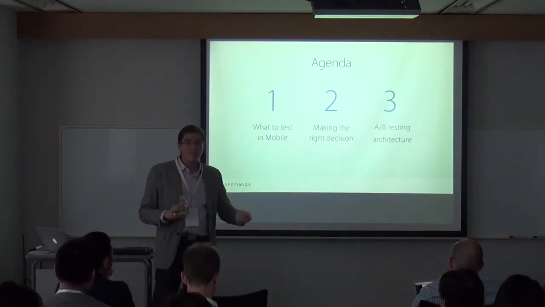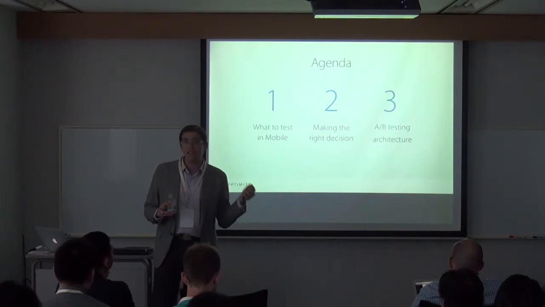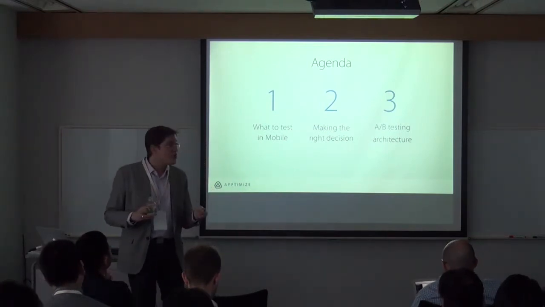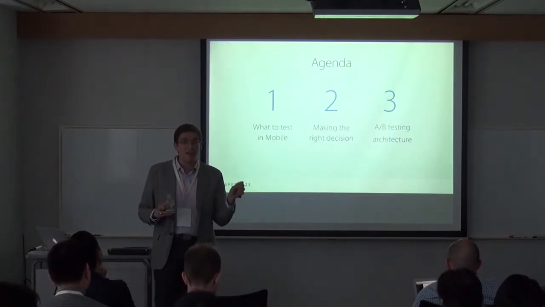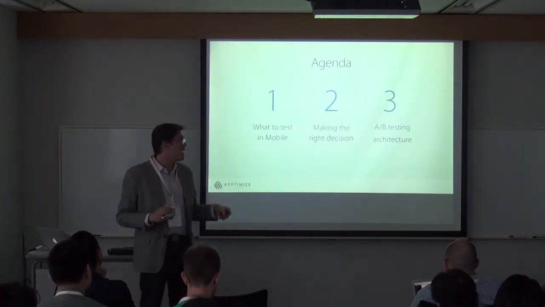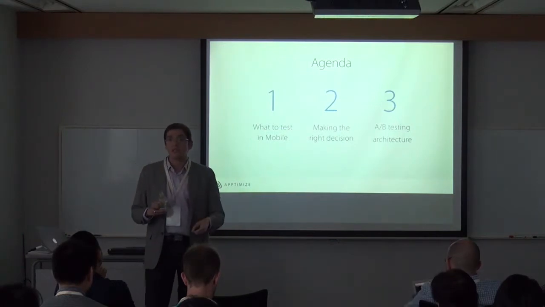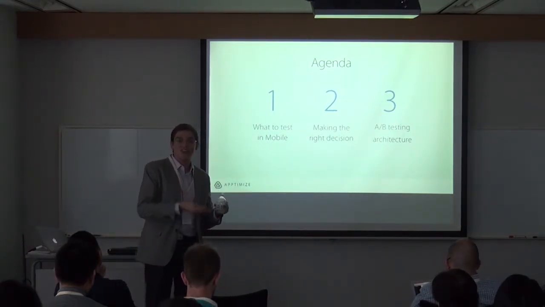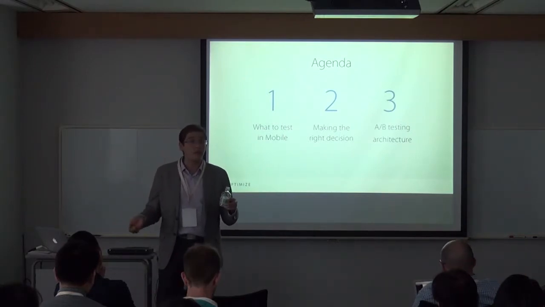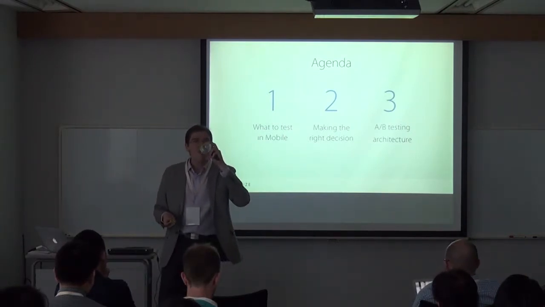The second is how to use A/B testing to make the right decision. So not only run the experiment, but bring it down to the conclusion. Just running it is not the whole story. And three, I want to get into some slightly more technical details about the A/B testing architecture. Not only what to test and what to measure, but actually how to do it within the context of a mobile app.